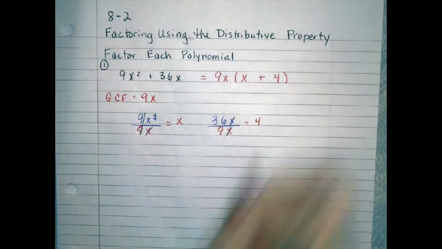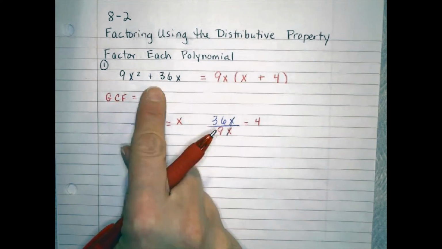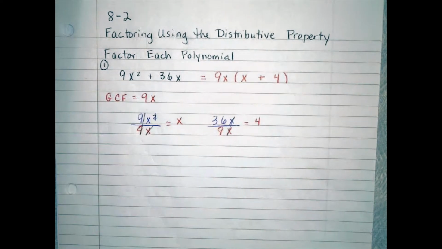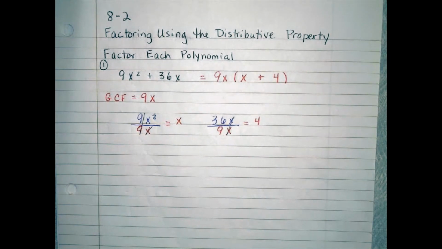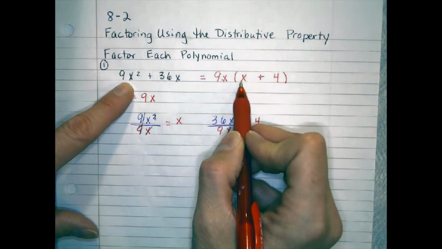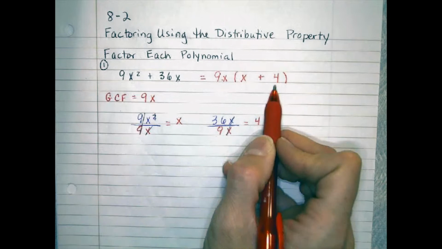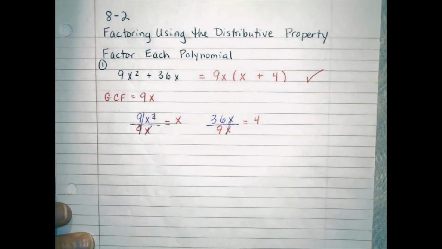This is as factored as this polynomial can get. In order to double check my work, I could go back and distribute. And sure enough, I would see that 9x times x is 9x squared, and 9x times 4 is 36x. So I can verify that I did this correctly.